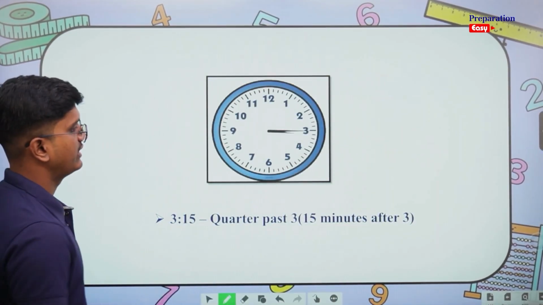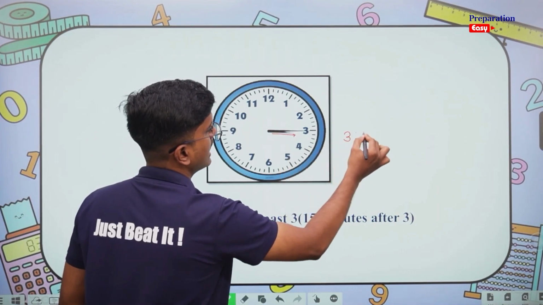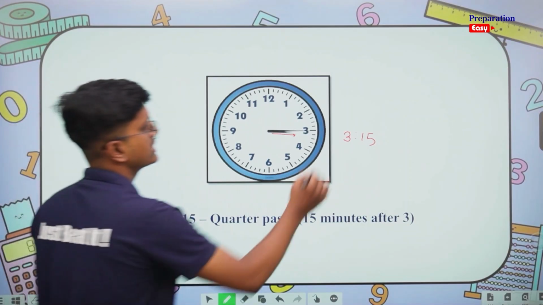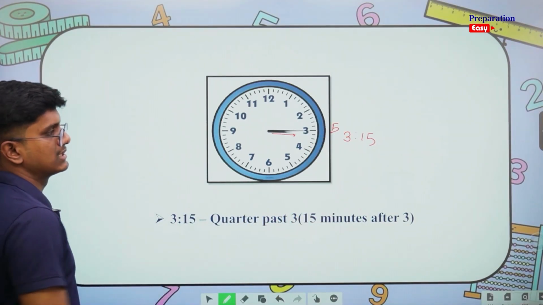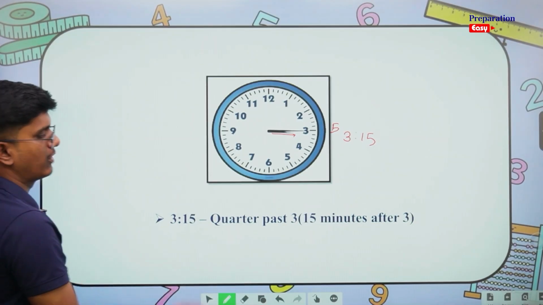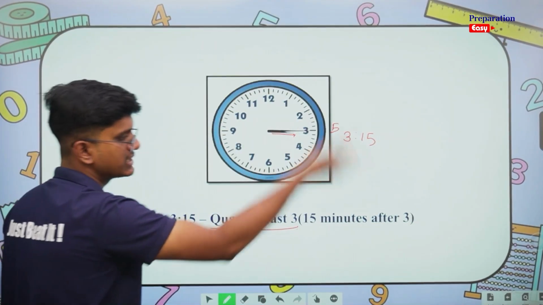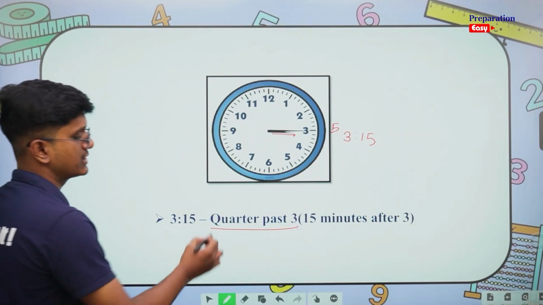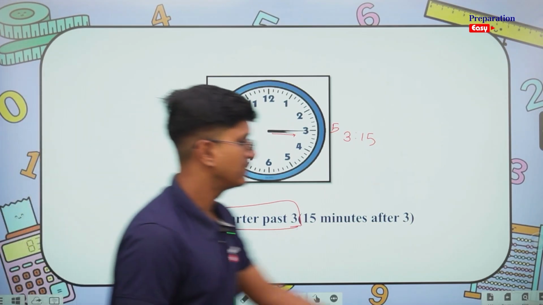So in this case, what we can see is the hour hand is on 3 and the minute hand is on 3 itself. So the minute hand is on 3, which means it's 15, right? So we will say it as quarter past. Quarter past how much? 3. Quarter past 3, 3:15. So it's 15 minutes after 3. We have already passed 15 minutes after 3. So it's going to be quarter past 3.